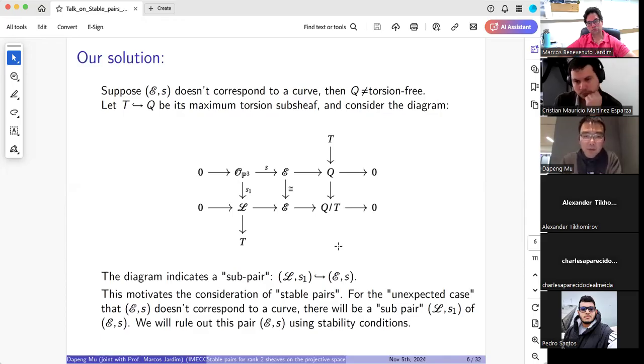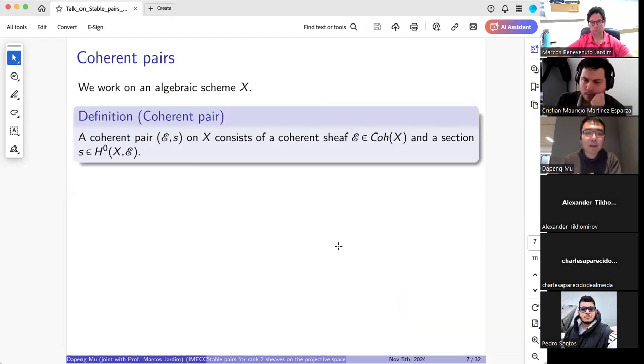Okay, so this is our motivation for using stable pairs. For instance, if a pair does not correspond to a curve, here comes naturally a subpair. So we want to rule out such a bad pair by saying the subpair destabilizes this unsaturated pair. So that motivates the consideration of stable pairs. Okay, so this is about the motivation. Do you have any questions before I move on?